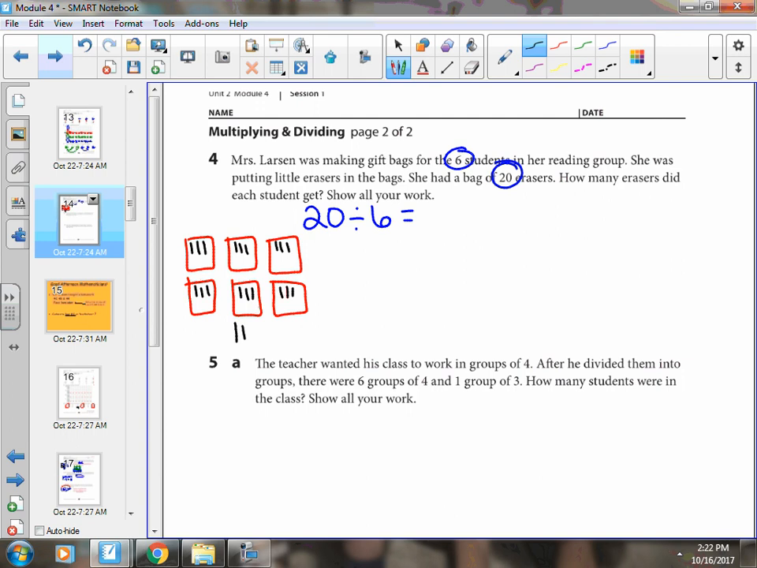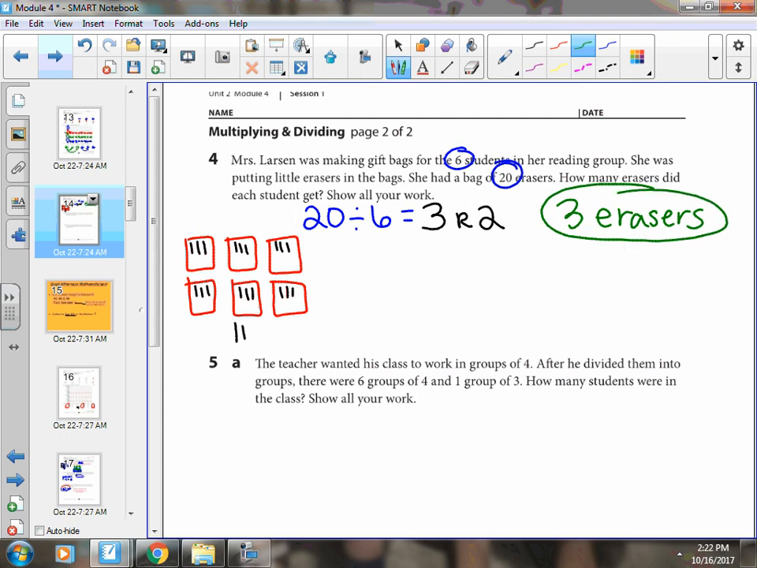Obviously, you cannot split erasers into pieces and still have them be useful, so she probably would just give each kid 3 erasers, and there would be a remainder of 2. Okay? So I would probably say that the answer is 3 erasers, because those last remainder 2 erasers, she probably would just stick in her drawer.